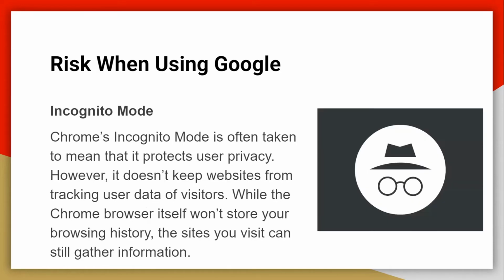Incognito mode. Okay, so Chrome's incognito mode is often taken as a means to protect user privacy. For example, it doesn't keep websites from tracking users' data of visitors. While the Chrome browser itself won't store your browsing history, the sites you visit can still gather your information. So even though incognito offers you slightly more privacy, websites can still track you.